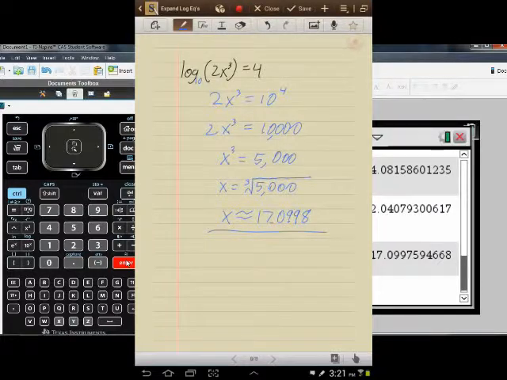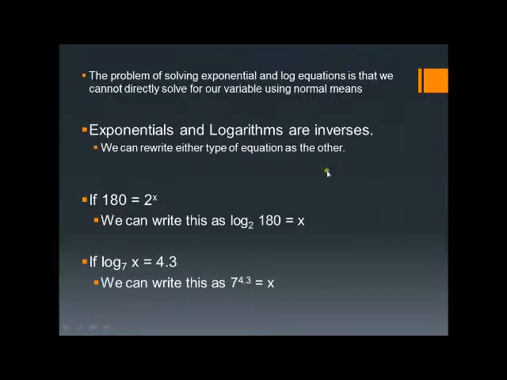No problem. That's the idea. Use the inverse property. I showed you a bunch of examples going both directions with that.